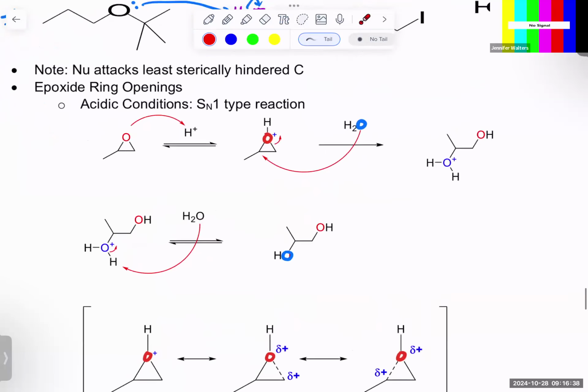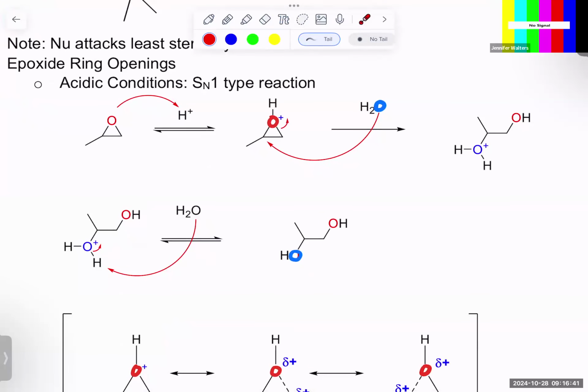So for our epoxide ring openings, if you have acidic conditions, we're going to do an SN1 type reaction. So the mechanism that we're going to be doing is essentially SN1, but it'll technically all be one step. So it's going to look weird. It's SN1 type because it's going to have SN1 substrate considerations, but it'll technically be one step because the steps are going to happen really quickly.